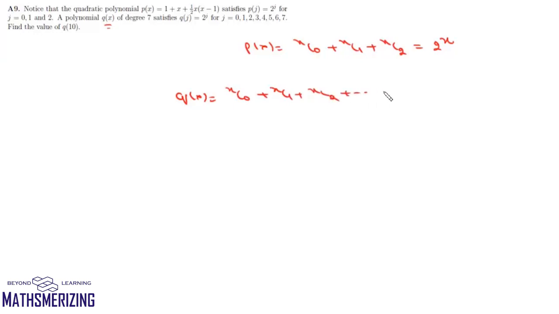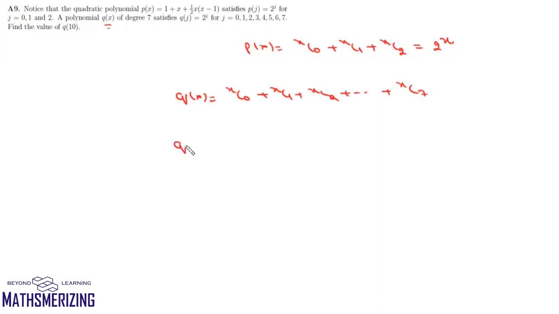Now we look at this p(x). This p(x) can be expressed as xC0 plus xC1 plus xC2, and it will be simply 2 to the power x. Now for this polynomial q(x), we know that nC0 plus nC1 plus up to nCn is 2 to the power n. So we can write this polynomial q(x) as xC0 plus xC1 plus xC2 and so on up to xC7.